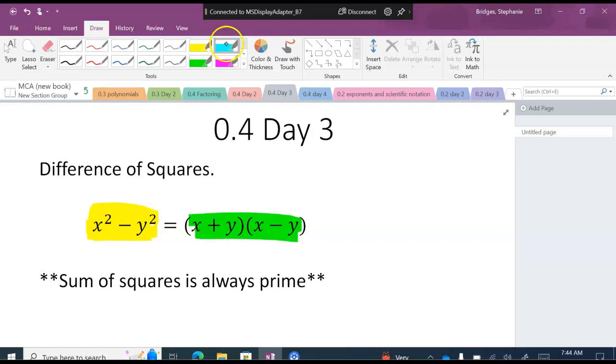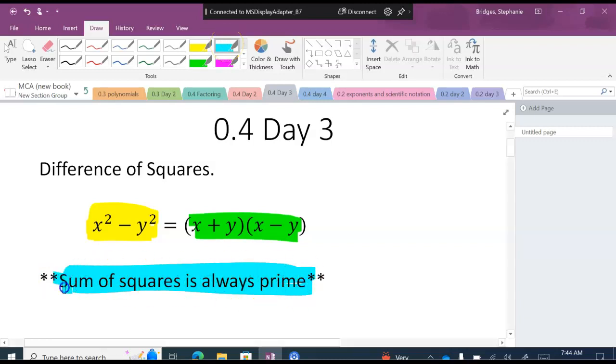The key thing we need to remember, and this always messes people up: if I have two perfect squares that are being added together, the sum of perfect squares, that is always prime. You can never, ever, ever factor if it's two perfect squares being added together.